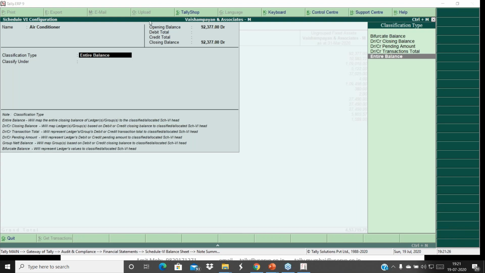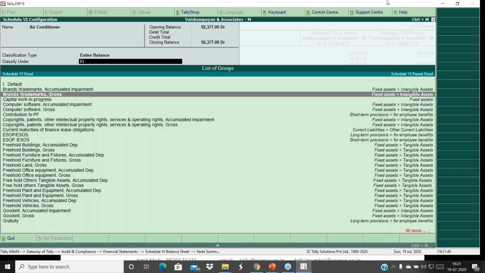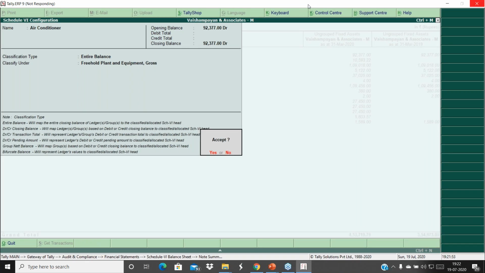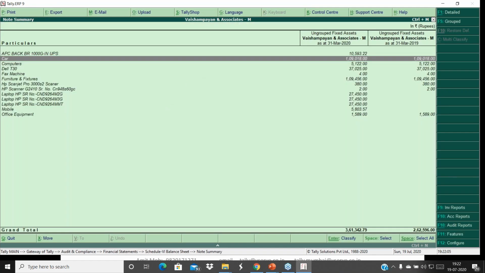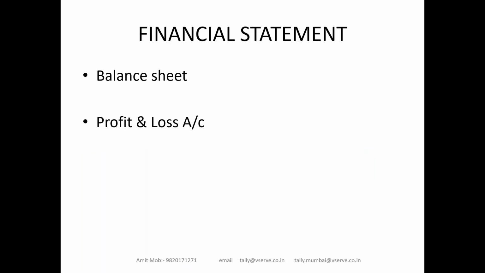At the same time, the presentation for the purpose of the Companies Act can be changed as per the requirement. For example, this air conditioner is appearing here as an entire balance or split balance. You can bifurcate this particular balance into 2-3 balances or a single balance, and you can still go ahead and say this should appear under fixed assets, freehold, plant and equipment gross. Okay, so this particular thing goes away. Well, this is as far as financial statements and CARO reporting is concerned.